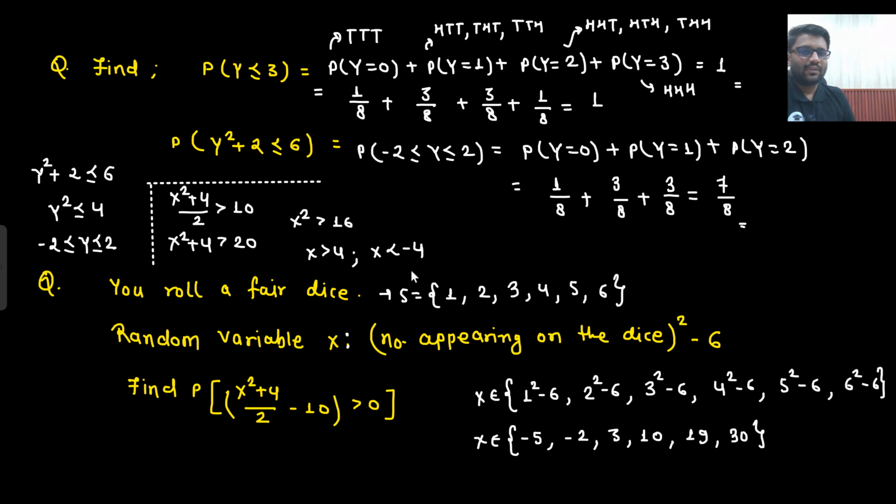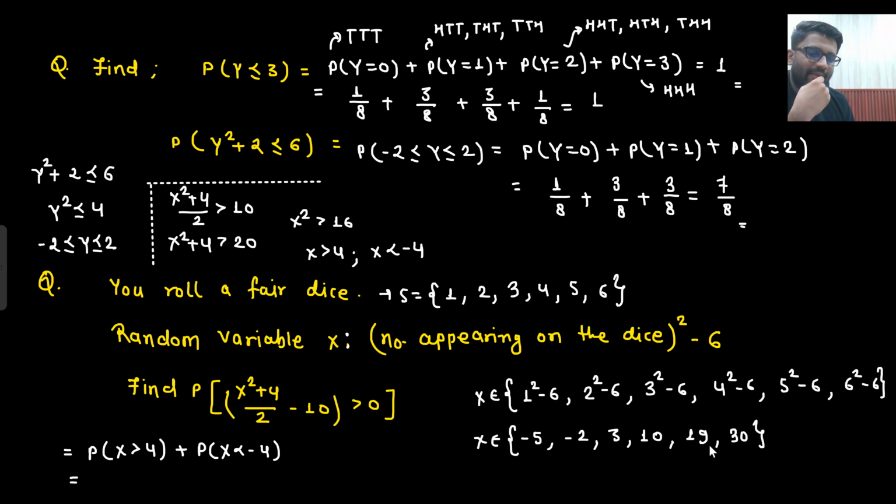Is that clear to you? Again, the same thing will happen here. You will get 2 poles, minus 4 and plus 4. So plus, minus, plus. You need the condition greater than, that means this desirable condition and this desirable condition. That means either your x should be greater than 4 or your x should be less than minus 4. So what are they asking you? Here they are asking you the probability of x greater than 4 or x less than minus 4. 4 should not be included, minus 4 should not be included.